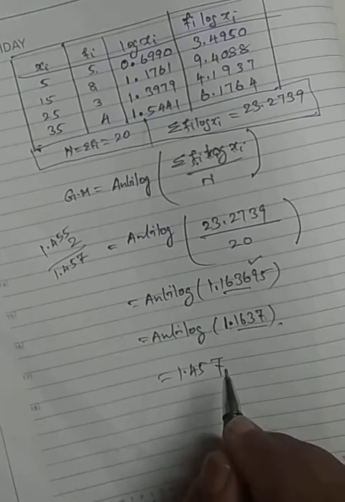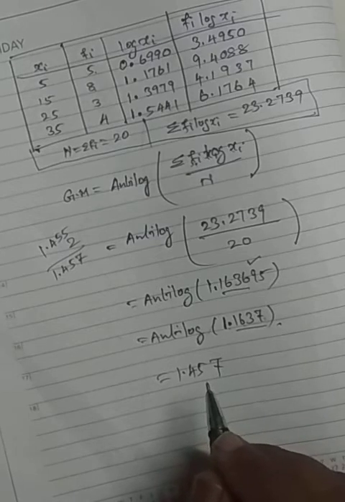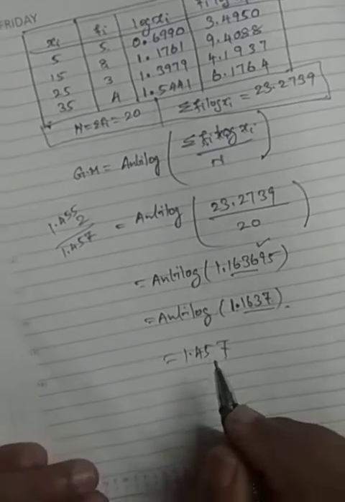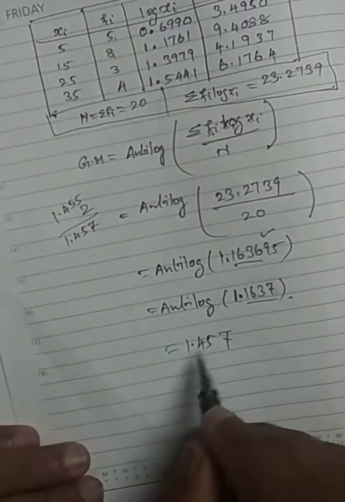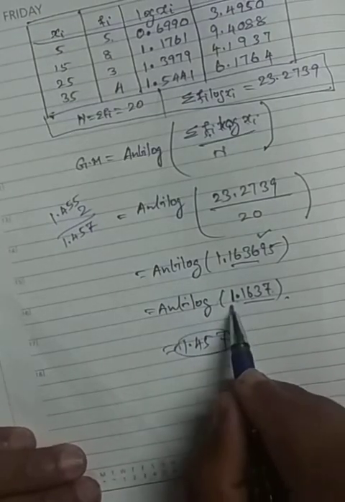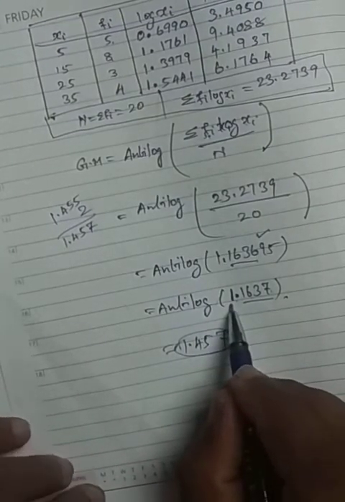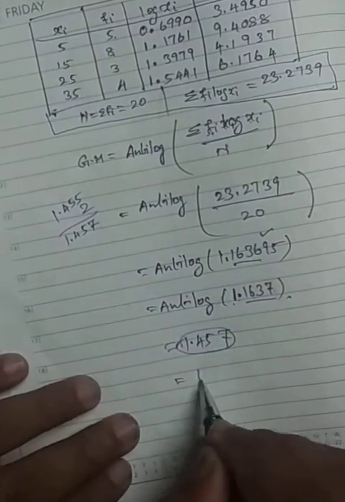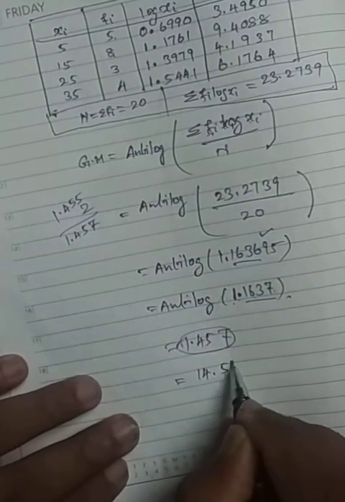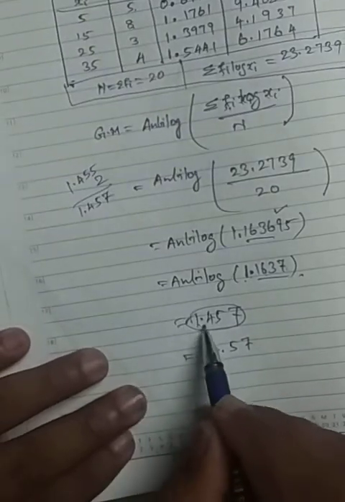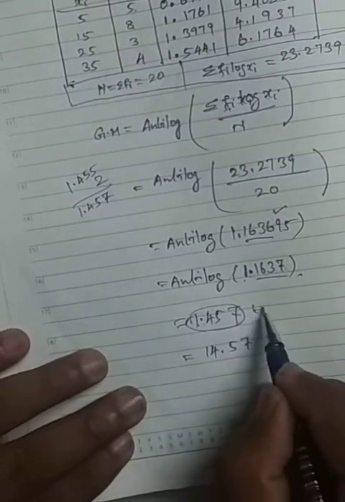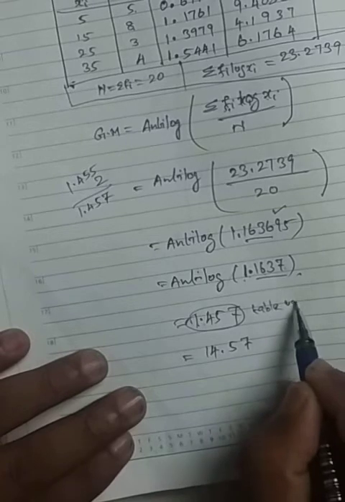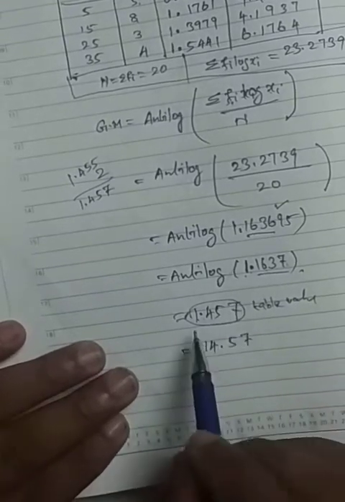It is not over. We need to check the decimal. This is roughly 1.4, but here the characteristic 1 is there. So what will you do? Add 1. So 1 plus 1 is 2. Therefore 14 will come, 14.57. So 1.4 is the table value, and in the table value it is that, so we write it as such.